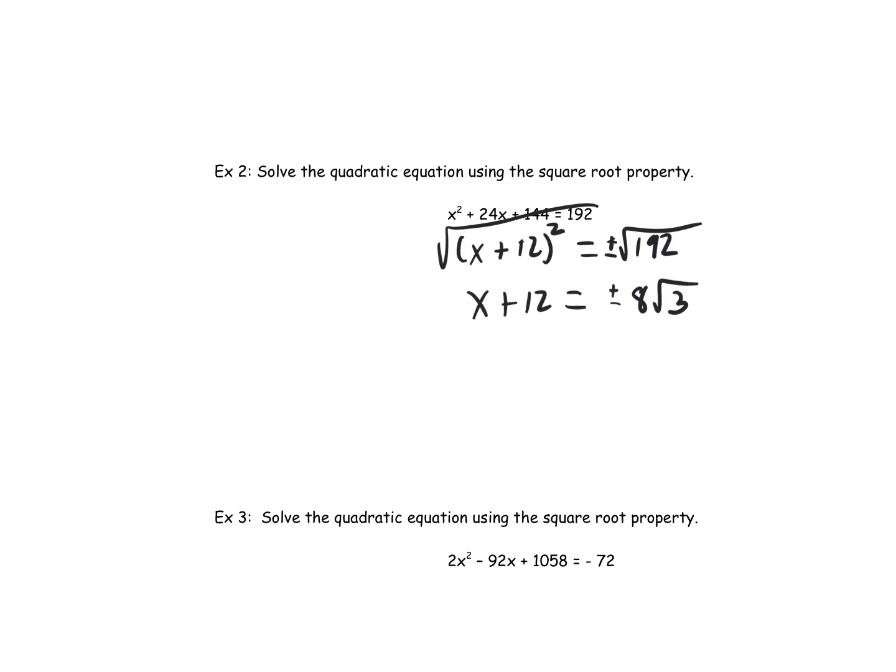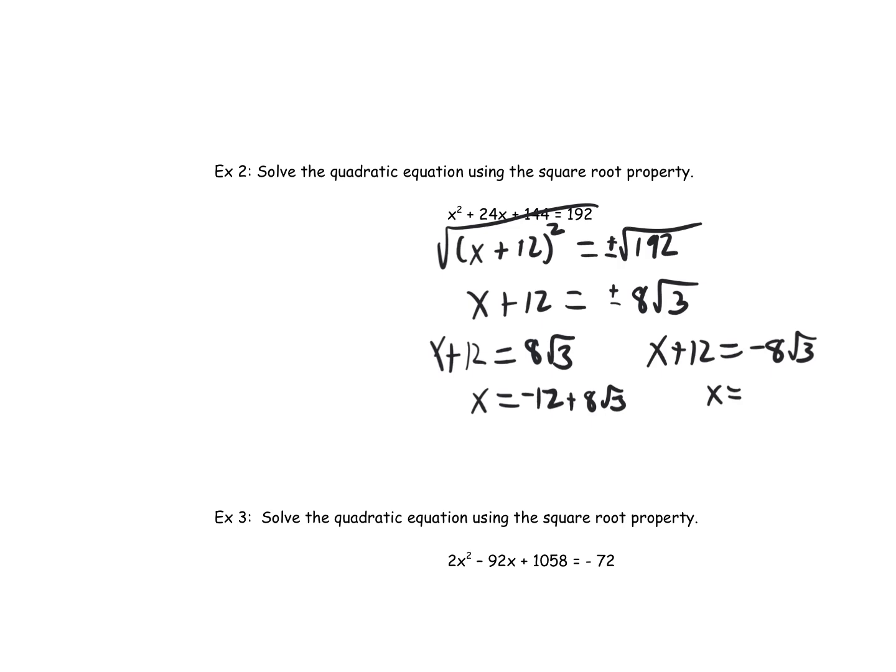And so I have x plus 12 is equal to positive 8 square root 3. And I have x plus 12 is equal to negative 8 square root 3. So I have x equals negative 12 plus 8 square root 3. And x equals negative 12 minus 8 square root 3. So my answer is, I can just write that as x equals negative 12 plus or minus 8 square root of 3. And that is my final answer.